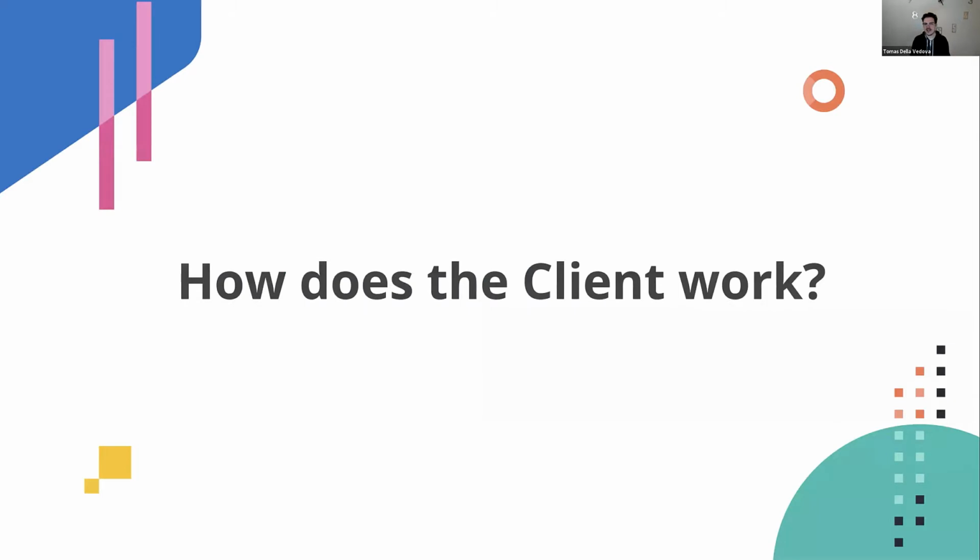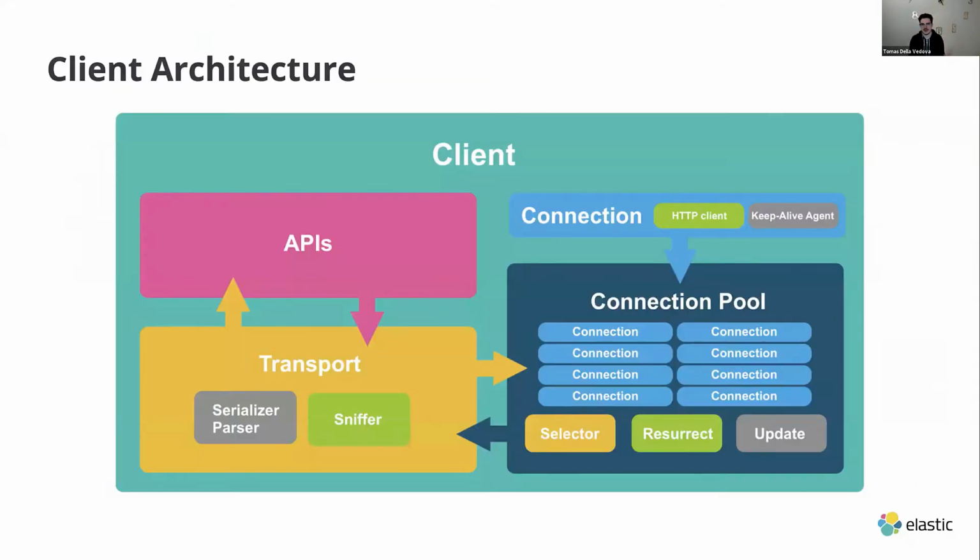So how does the client work? This is not always needed for you, but as soon as you need to do something more complex or advanced, this knowledge becomes very, very handy. So this is the client architecture on, let's say, a high level, which is also valid, by the way, for other clients. So we have the API surface. The client supports all the APIs of Elasticsearch, so more than 230 APIs.